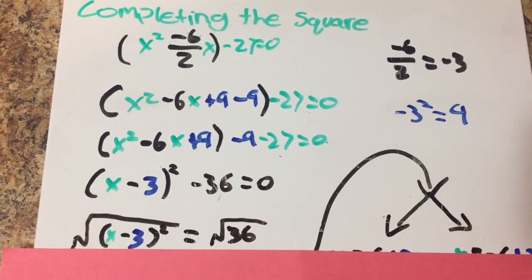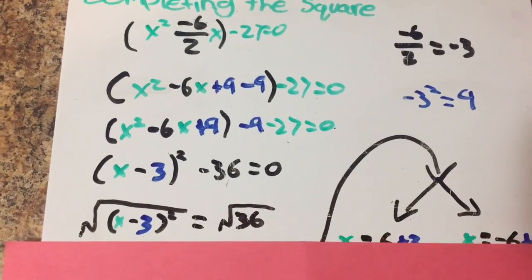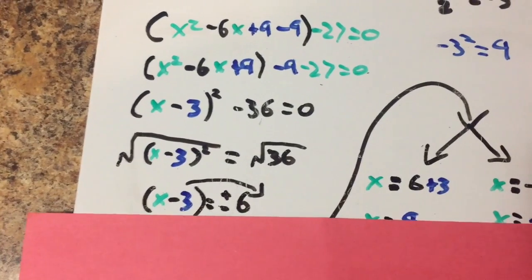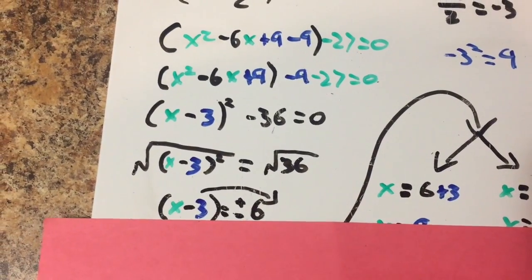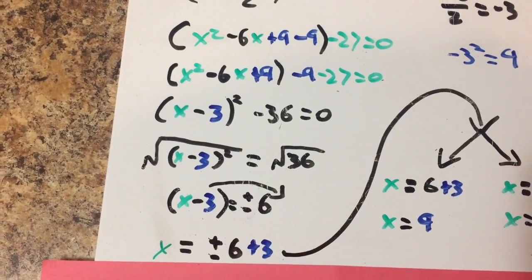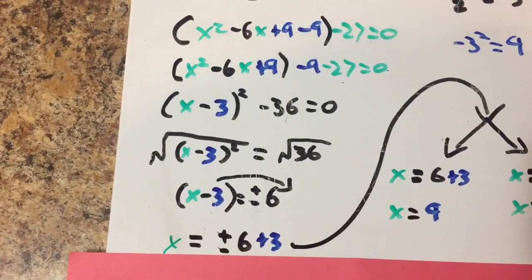So now you move the negative 36 over to the other side, giving you x minus 3 squared equals 36, and you square root both sides. The square root of 36 is plus minus 6, because positive 6 squared gives you 36, and negative 6 squared gives you 36. And you have x minus 3. You move the 3 onto the other side, so you have x equals plus minus 6 plus 3.